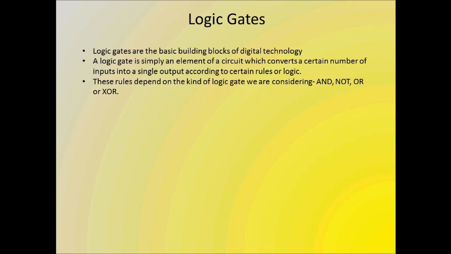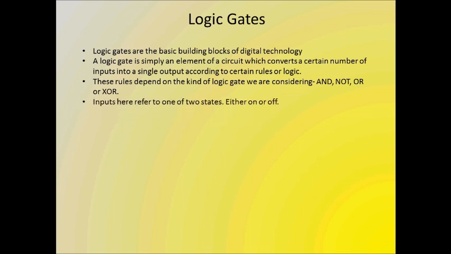Now we've already discussed what a logic gate is, and in this video we will be discussing only the basic logic gates. So AND, NOT, OR, and XOR. AND is basically two switches in series, which we saw earlier. NOT is a simple one input logic gate, OR is basically two switches in parallel, and XOR is a special kind of logic gate.